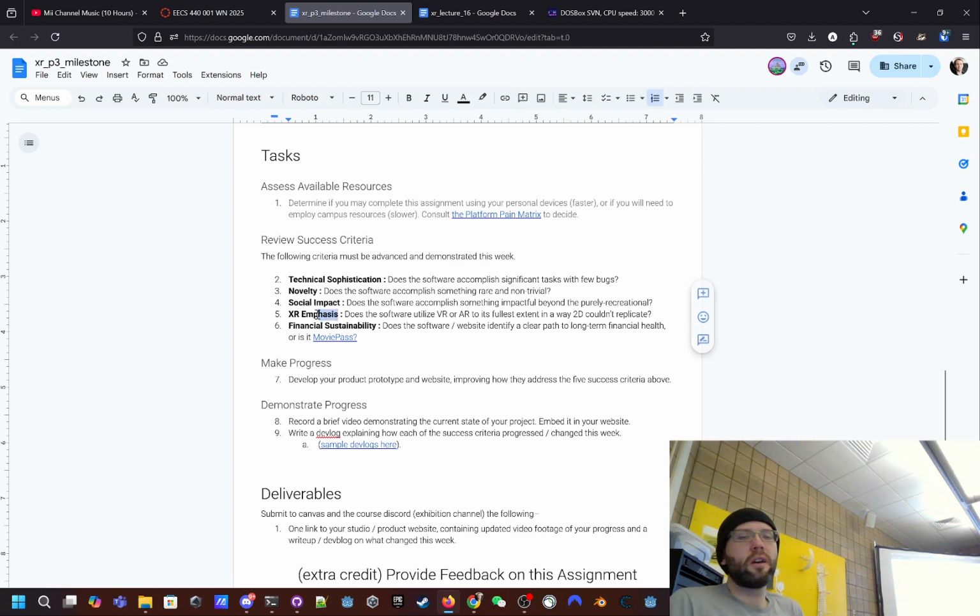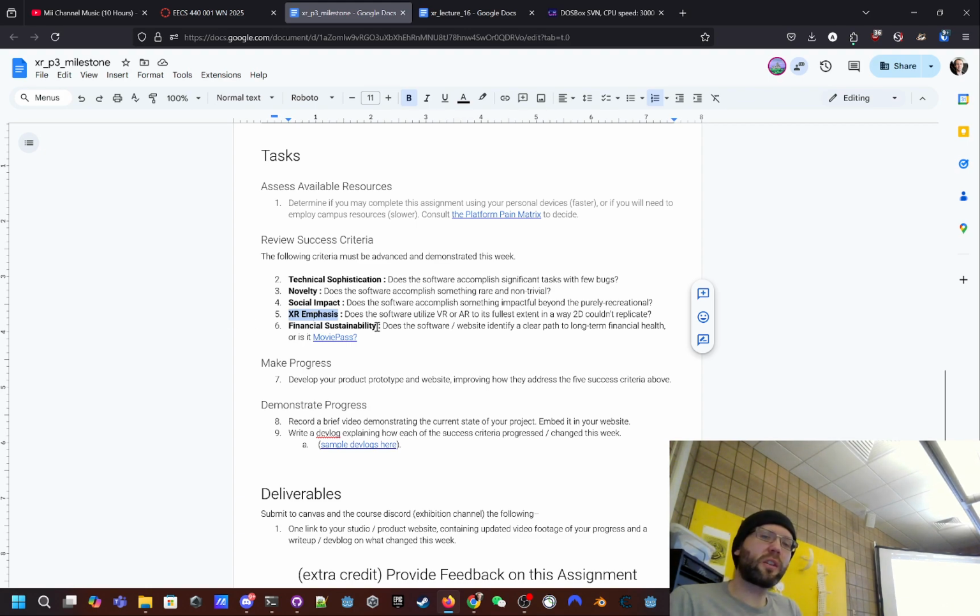XR emphasis. Can the problem I'm trying to address be addressed just as easily through a 2D traditional interface, through just a standard 2D video game on a 2D screen? If that's the case, you're really not getting a whole lot out of this XR thing. So lean into VR or AR. What are they uniquely good at compared to traditional 2D games on a 2D screen?